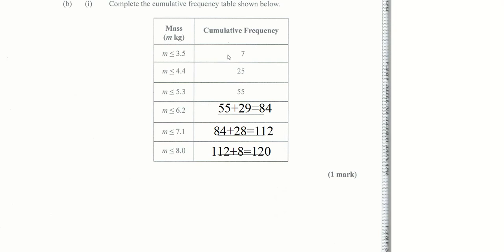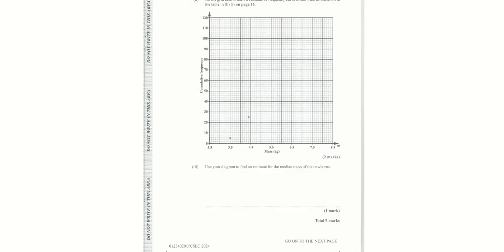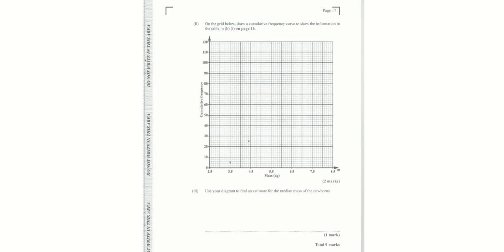Again, cumulative frequency is your previous cumulative frequency plus your frequency. And that is how you would do this question. That is why this question is only 1 mark. Right, that is it for this. Let's look at the last page. Let's zoom in.